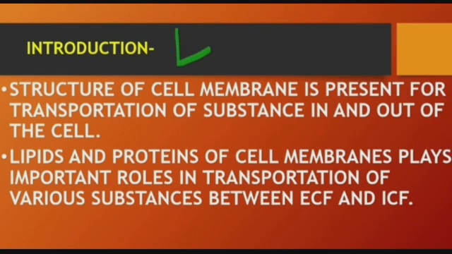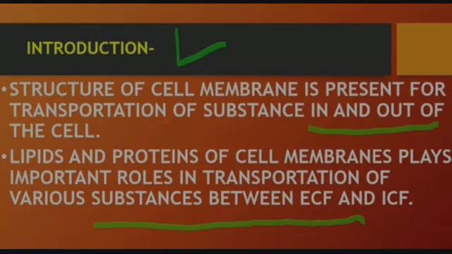So, introduction. The structure of the cell membrane is present for the transportation of substances in and out of the cell. In and out of the cell means transportation occurs from inside of the cell to outside, and from outside of the cell to inside. Lipids and proteins of the cell membrane play an important role in the transportation of various substances between ECF and ICF, extracellular fluid and intracellular fluid, like outside of the cell and inside of the cell.